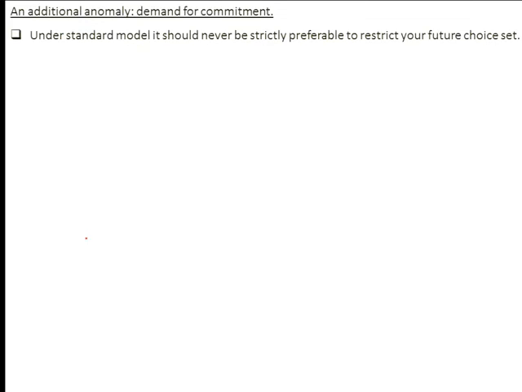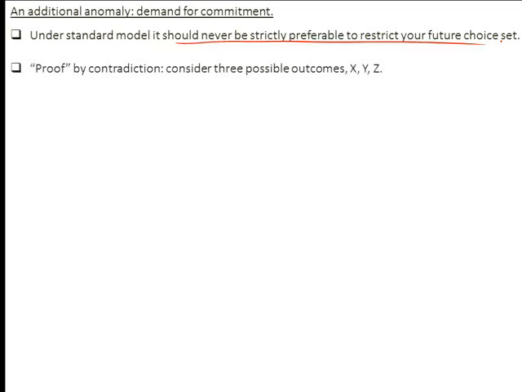This is an additional anomaly. We've seen anomalies of the preference reversal sort, where if payoffs are now, you'll make one choice, and if payoffs are all in the future, you'll make another choice. This is an additional anomaly that can't be explained by the standard model. Under the standard model, it should never be strictly preferable to restrict your future choice set, or in fact any choice set. And this was Daniela's point: restrictions are bad. Taking things off the table is bad, unless those things happen to be problematic. But as long as we can assume that everything in your choice set is good, more money is good, restrictions bad.